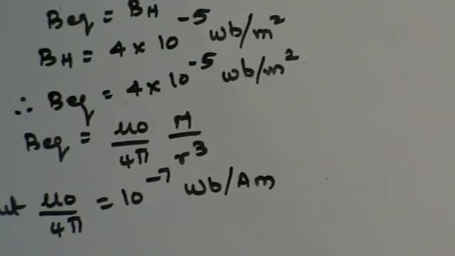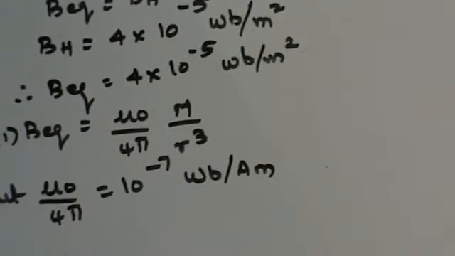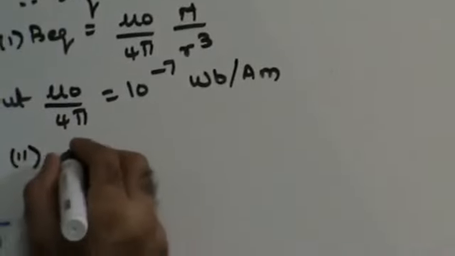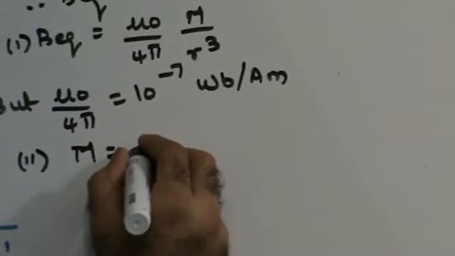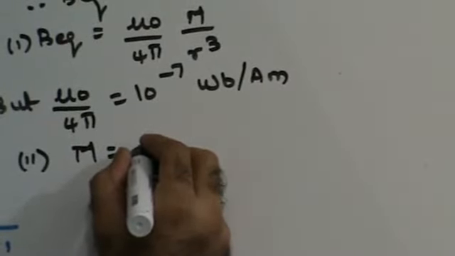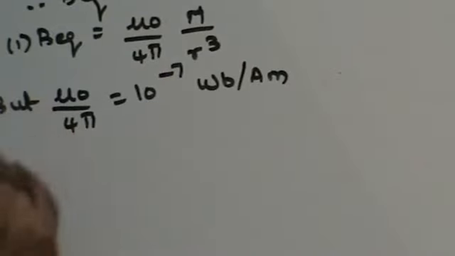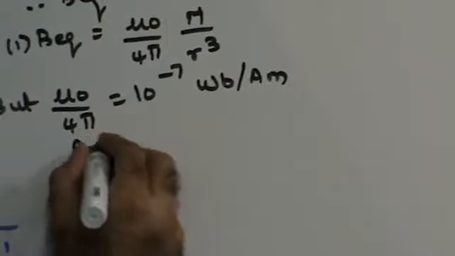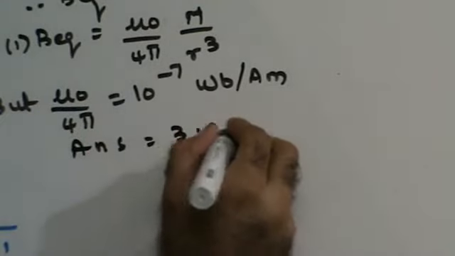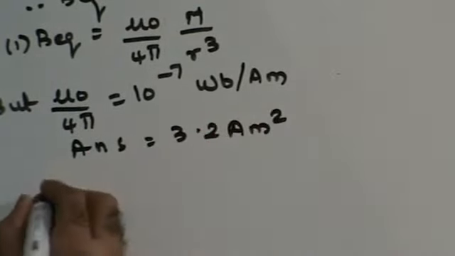So I know B equator, I know r. So I'll get the magnetic moment here. First thing I'll do is find out the magnetic moment, and that's what they've asked you to find out. Find the magnetic moment. The answer for this sum should be 3.2 ampere meter square.